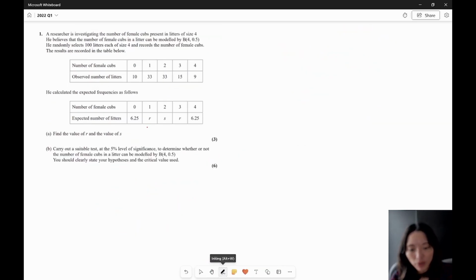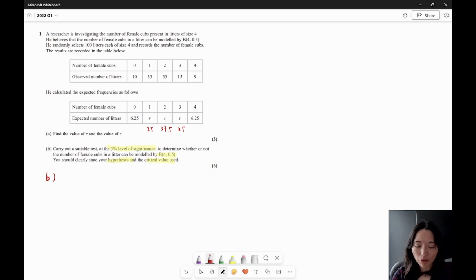And remember that for R, we had 25. For S, it is 37.5, and 25 there. So part B says carry out a suitable test at the 5% level of significance to determine whether or not the number of female cubs in the litter can be modeled by the binomial distribution with parameters 4 and 0.5. We're asked to clearly state our hypotheses and the critical value used. So let's make sure that we answer these questions. It's important for us to state the hypotheses and also mention the critical value.